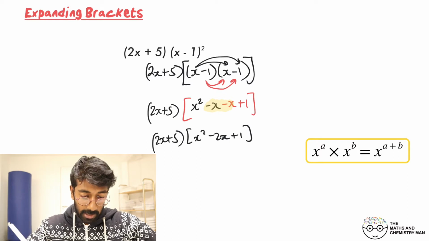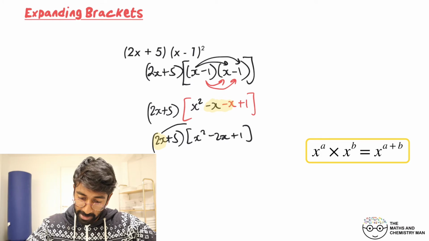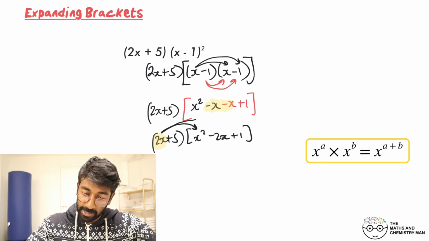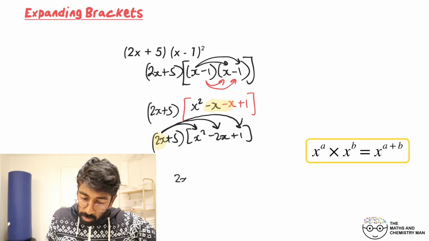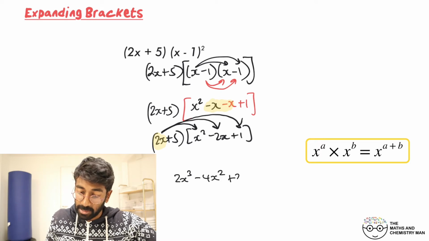Okay, now let's get a highlighter. Get this 2x and distribute that through your square bracket. So 2x times x squared, 2x times minus 2x, and 2x times 1. So we'll have 2x cubed, and then minus 4x squared, and then plus 2x.